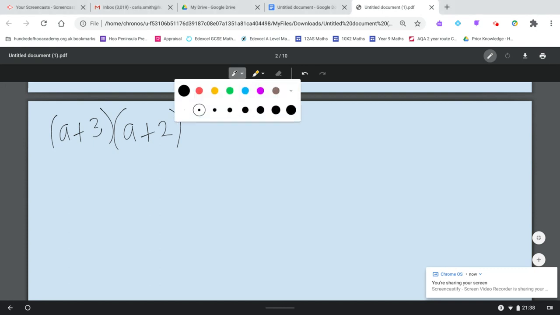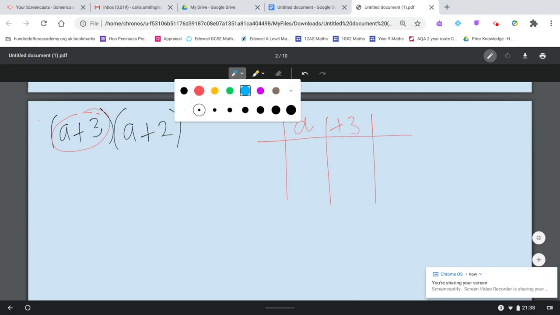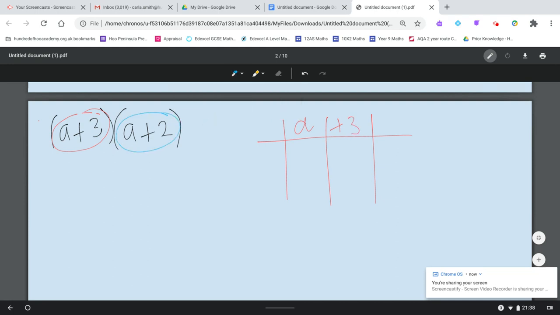So what we're going to do for the grid, we've now got two brackets. So it doesn't matter which one you put at the top and which one you put at the side. I suggest you just decide which one you're going to do to save confusion. So I'm going to put the first one at the top. So I'm going to draw my grid. So I currently have A and positive 3. Now I'm going to put my next one down the side. So I've got A and positive 2.